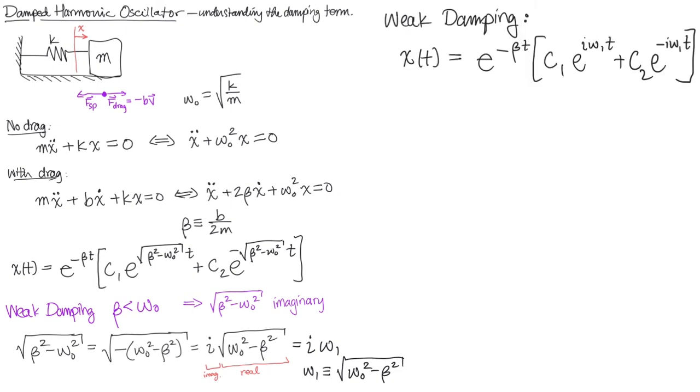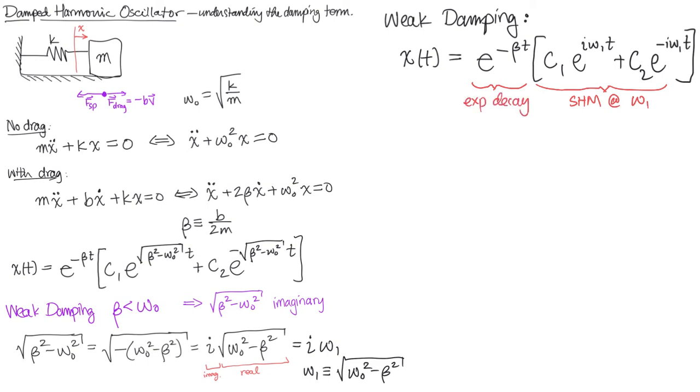So here we have the expression for weak damping. We have C1 times a complex exponential plus C2 times another complex exponential. This whole term in brackets is simple harmonic motion with angular frequency omega 1. And then outside we have this exponential decay.